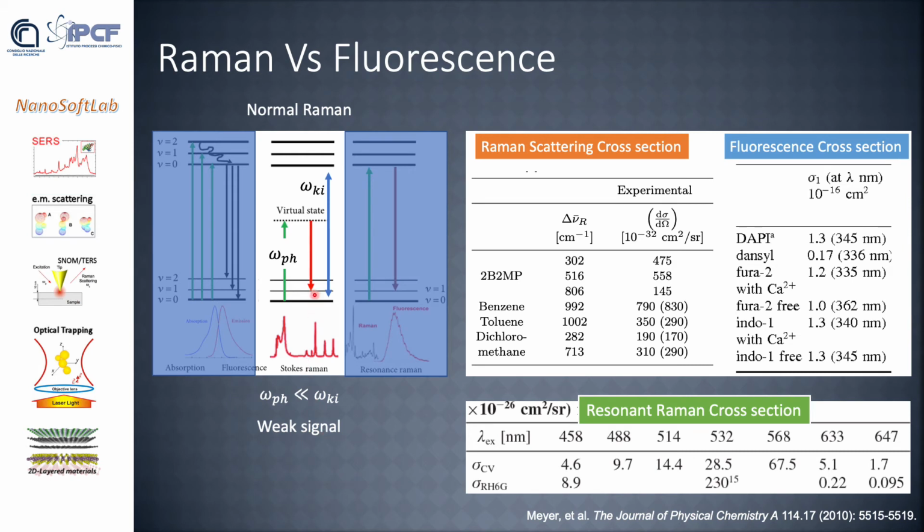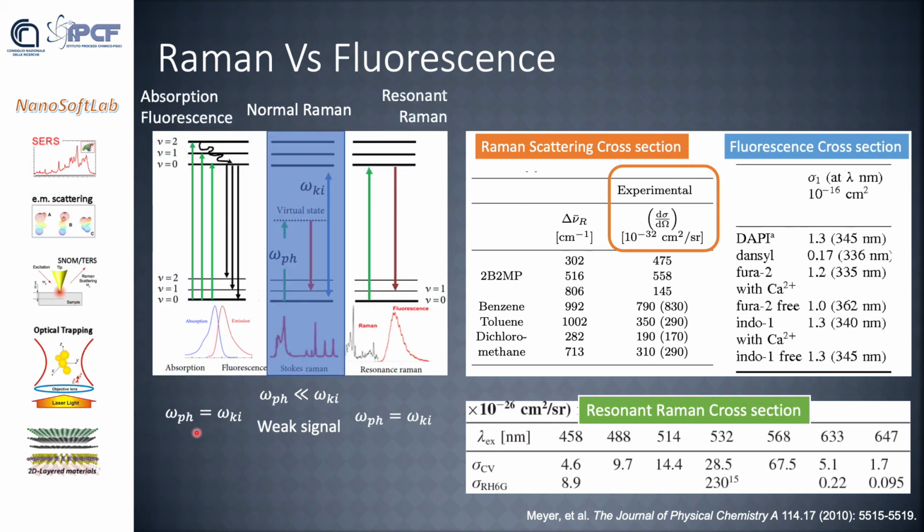We have seen so far that if the photon energy is much smaller than any absorption transition, we will have normal Raman scattering, in which the signal is very weak. We can see here on molecules like benzene or toluene, the experimental Raman scattering cross-section is of the order of 10 to minus 30, 10 to minus 29 centimeters square over steradian.